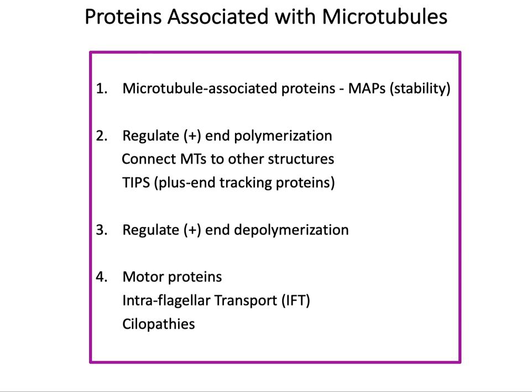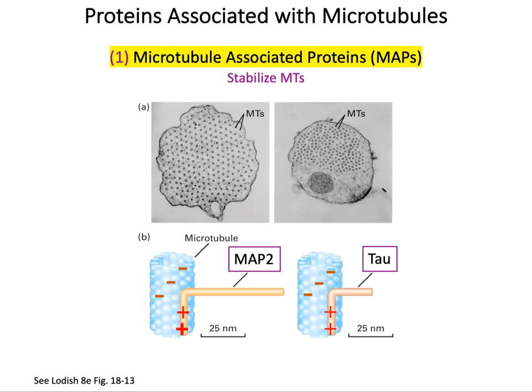Then we are going to look at proteins that regulate disassembly at the plus end, which is necessary during cell division. Finally, we will look at a class of proteins known as motor proteins, and you will remember that motor proteins are those that use the energy of ATP hydrolysis to move along the filament. When we talk about the motor proteins, we will also consider intraflagellar transport and genetic disorders of flagella known as ciliopathies. So let's start with the first group of proteins, the microtubule-associated proteins, or MAPs.